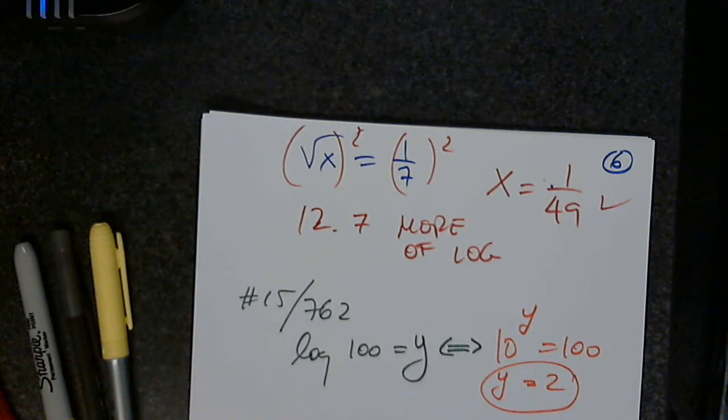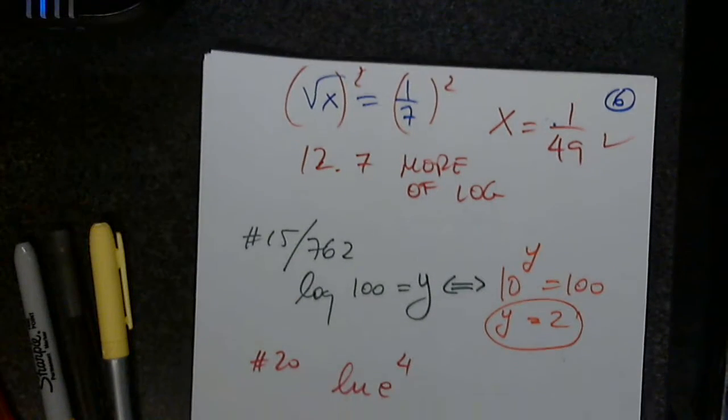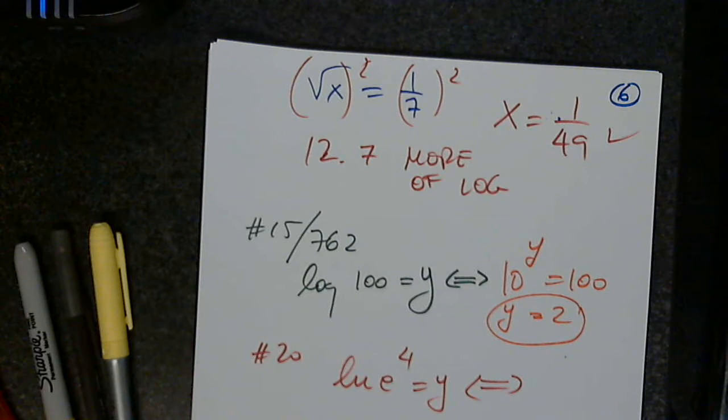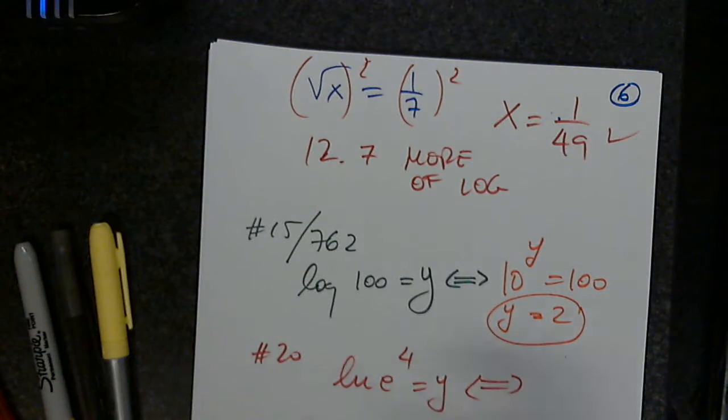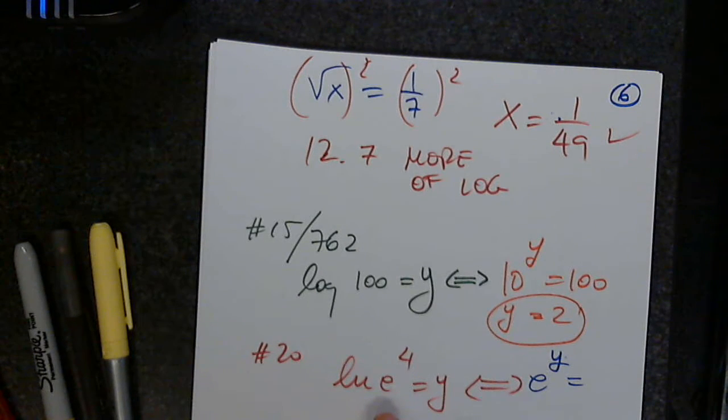Okay. What about natural log, number 20. Natural log of e to the 4th. I have no idea. But I know how to change it into an exponential equation. And then I will figure out what y is. e to y equals, careful, it's not 4. What do I have? What is natural log applied to?